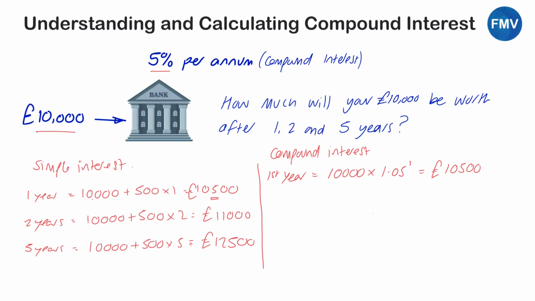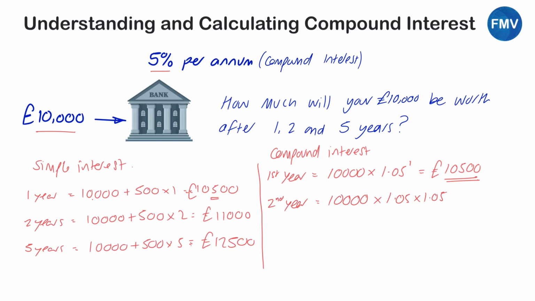We're now going to take that amount and multiply it by another 1.05, because we're going for a second year and we're multiplying by 1.05 again, and that will give us £11,025. If you think about what we just did, we're looking at our second year, and we took the original amount, the principal sum of £10,000, we multiply it by 1.05 for 1 year, and we multiply it by 1.05 again for the second year.